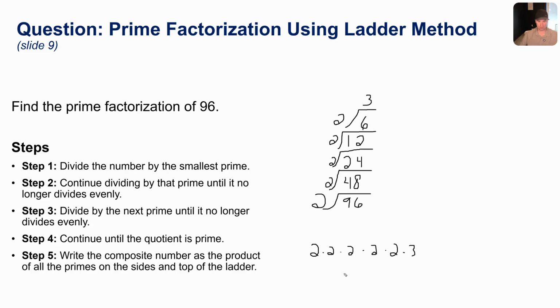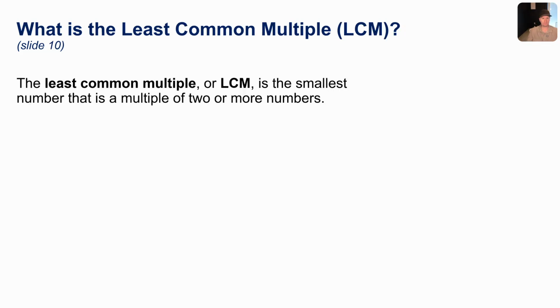Times 3, or 2 to the 5th power times 3 as our result. Apologies for the terrible drawing of the ladder. Luckily, I don't teach art, so there we go. Let's go ahead and continue on now to the next concept, which is the least common multiple.